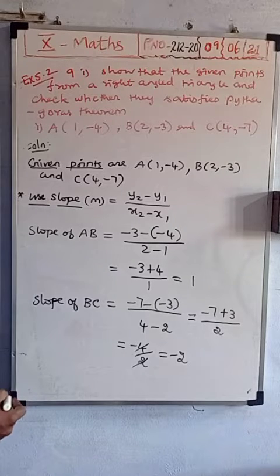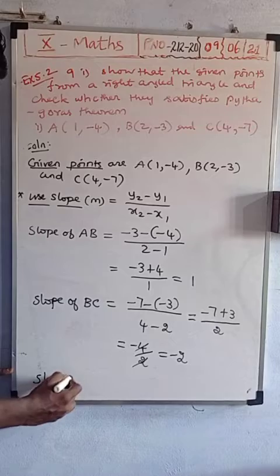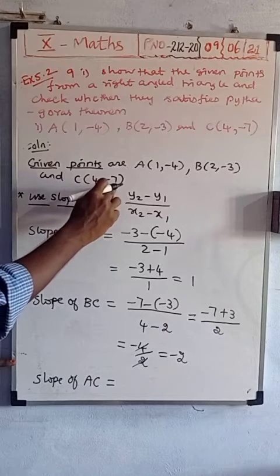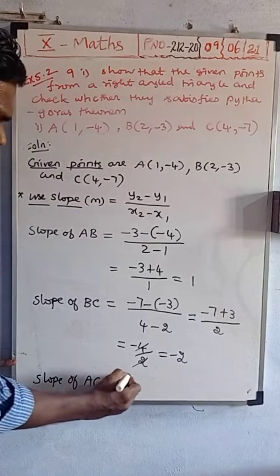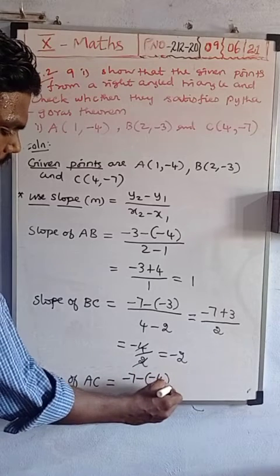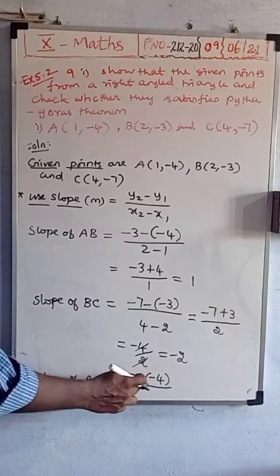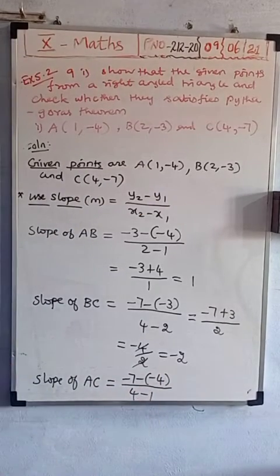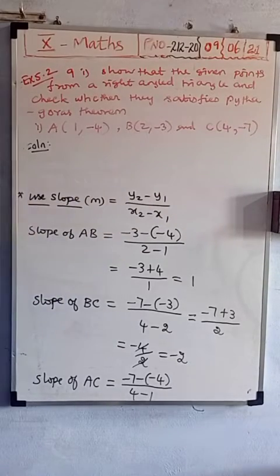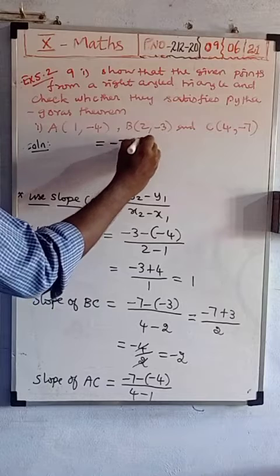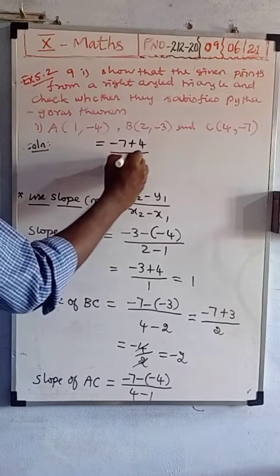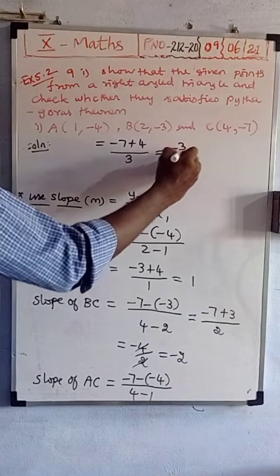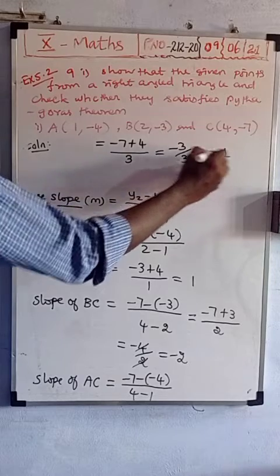Next, the slope of AC. Now A is (x1, y1) and C is (x2, y2). Then minus 7 minus of minus 4, divided by 4 minus 1, that is y2 minus y1 divided by x2 minus x1. So minus 7 minus and minus, plus 4, divided by 4 minus 1, which is 3. So 7 and 4, it goes, remaining minus 3. Minus 3 by 3 cancels, and we receive minus 1.